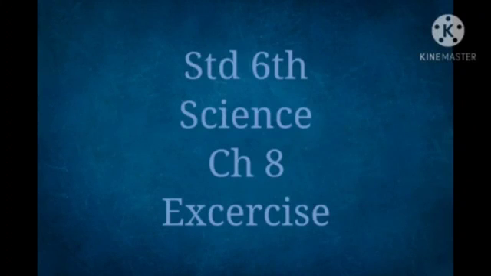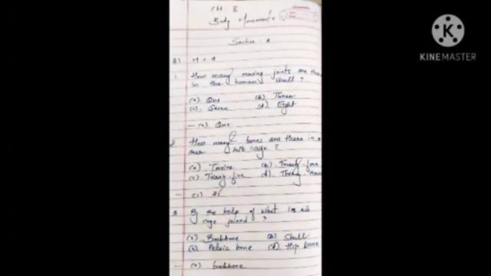So let's get started. First of all, starting with section A, MCQ. The first one is: how many moving joints are there in one human skull? And the answer is 1. Second question is: how many bones are there in our rib cage? And the answer is 25. Third one is: by the help of what is the rib cage joined? And the answer is a backbone.